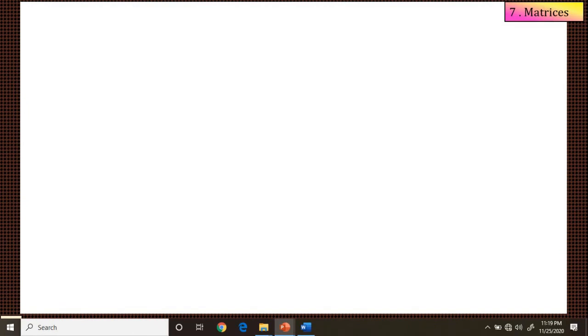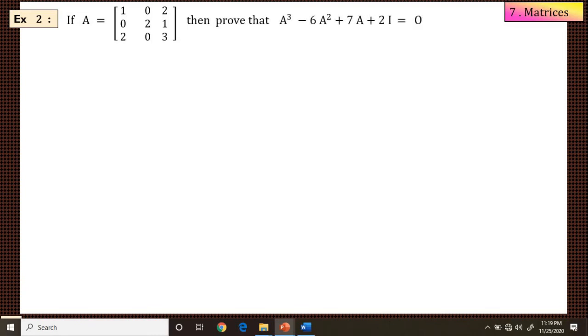Now see the second question. If A is equal to matrix 1 0 2, 0 2 1, 2 0 3, then prove that A cube minus 6A square plus 7A plus 2I equal to O. So as I discussed in the previous video, square or cube of the matrices we have to find out multiplying the matrices A 2 times and 3 times respectively.